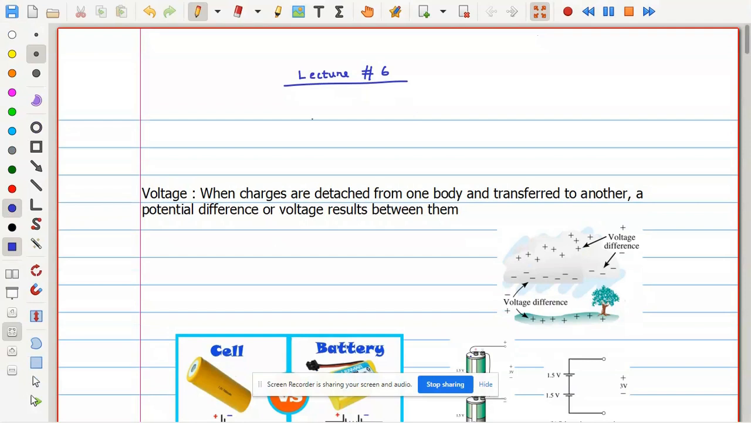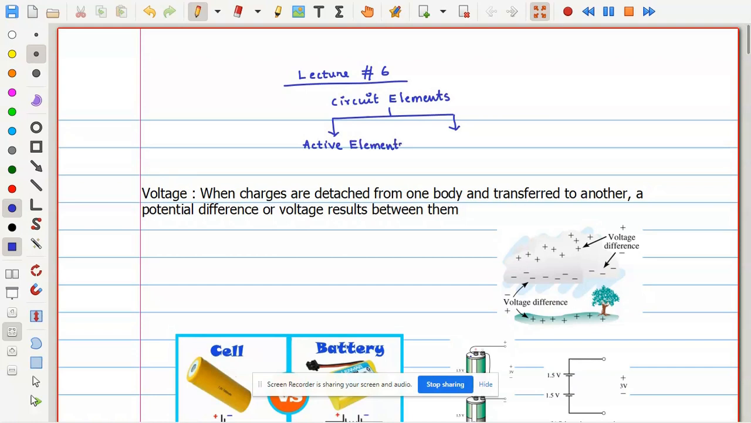So, in the last sessions, we discussed the network or circuit elements, and we saw that the circuit elements are basically classified into two categories based on the nature of energy, whether energy is supplied by the element or energy is absorbed by the element. Based on that consideration, we called the elements active elements.